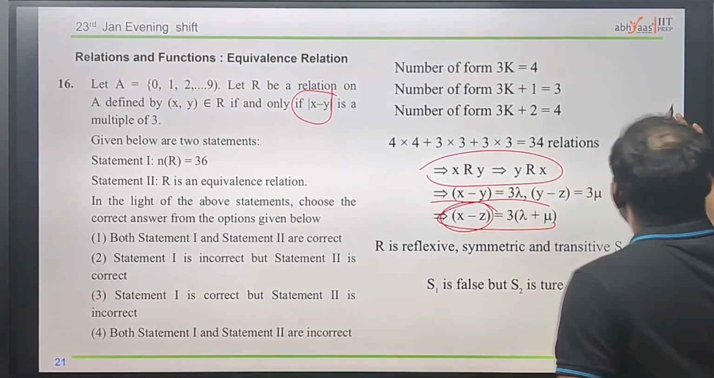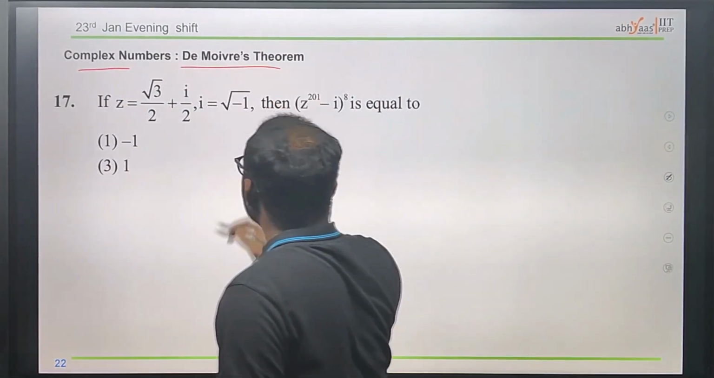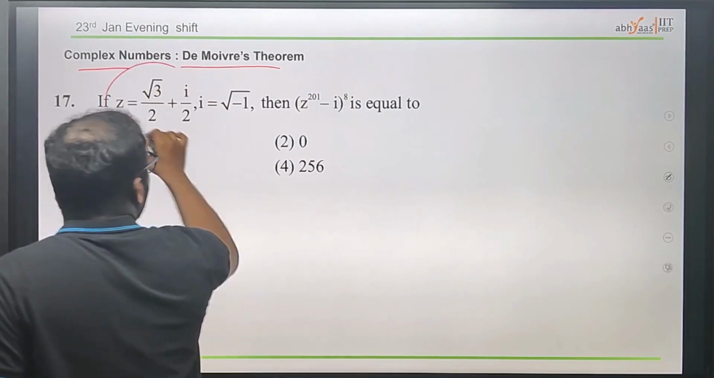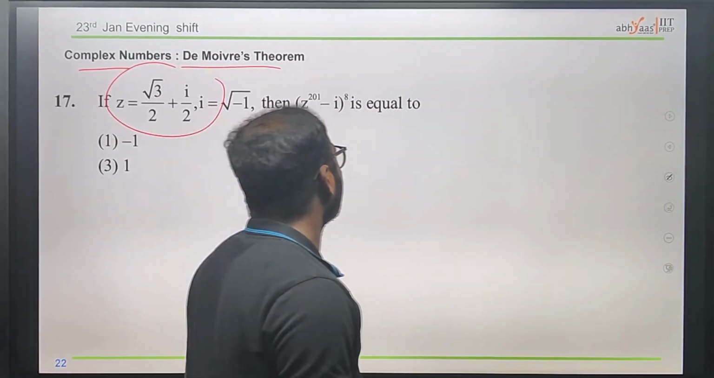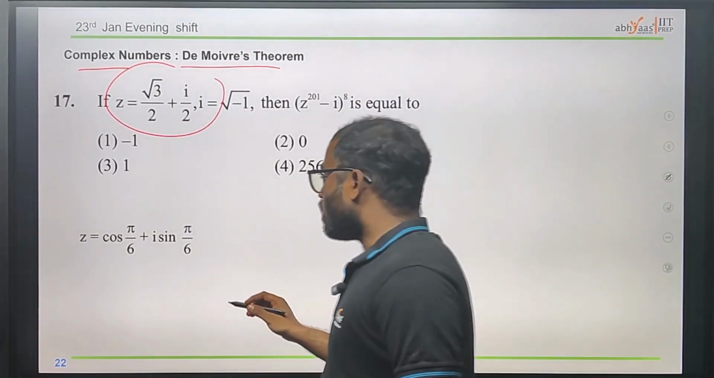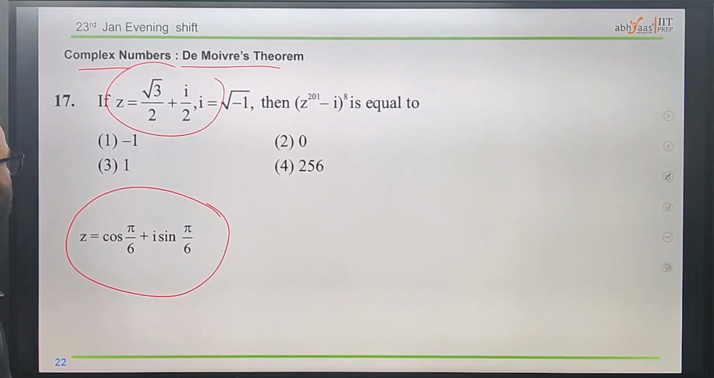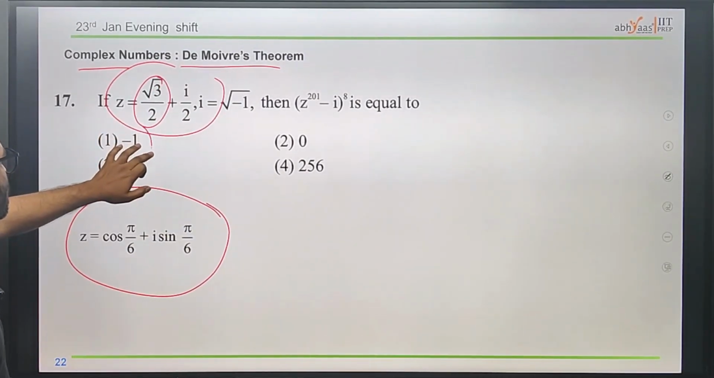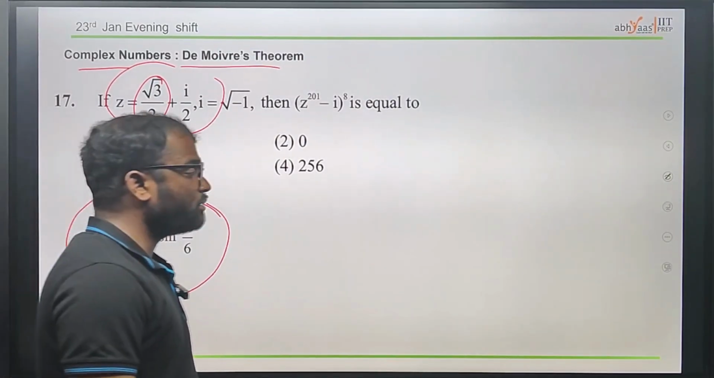Next question is on complex numbers using De Moivre's theorem. If you observe, z is already given. Now we need to find z power 201 minus iota, whole power 8. If we use Euler's form, we can easily find this: root 3 by 2, which is cos pi by 6, and 1 by 2 sin pi by 6.